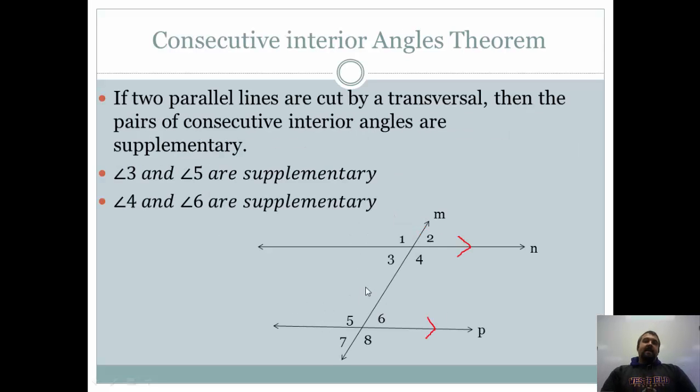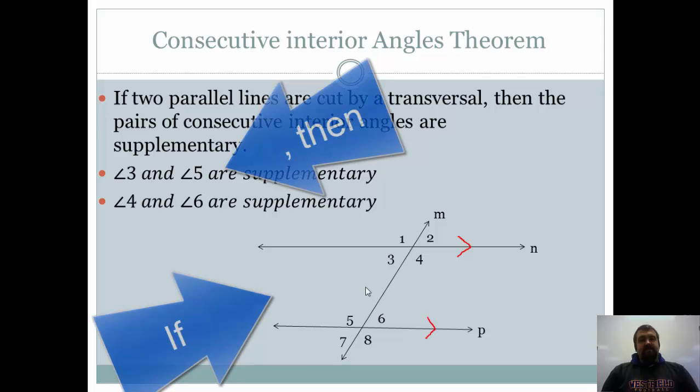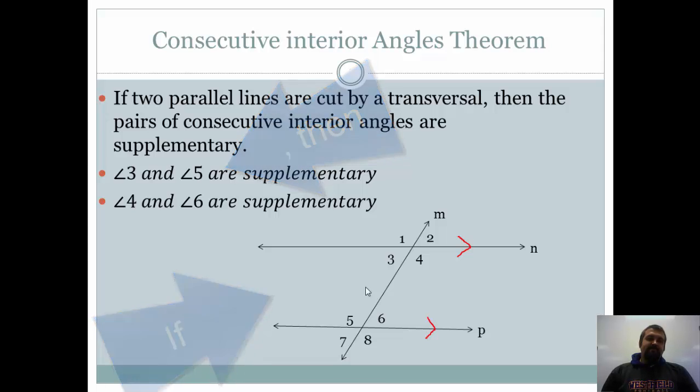The last one, the consecutive interior angles theorem, is the one that breaks the mold. First of all, you can prove it. It's a theorem. Secondly, instead of the consecutive interior angles being congruent, the consecutive interior angles are supplementary.